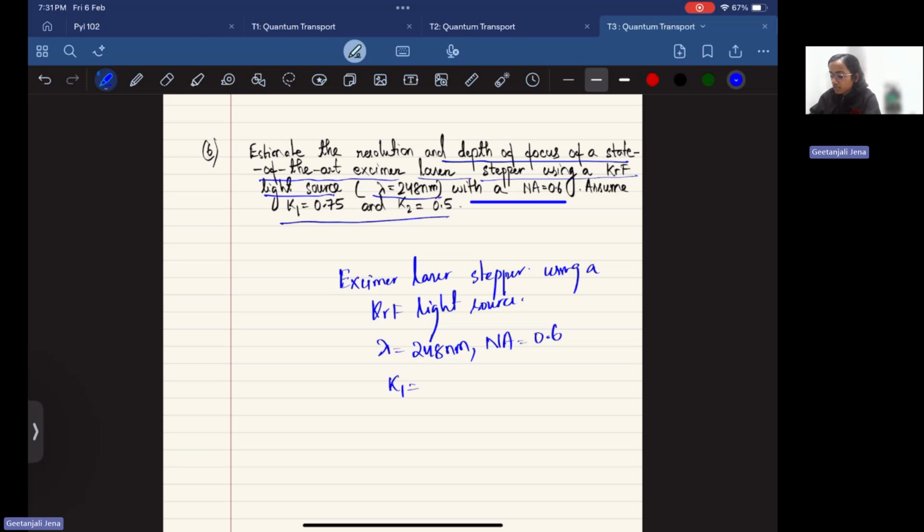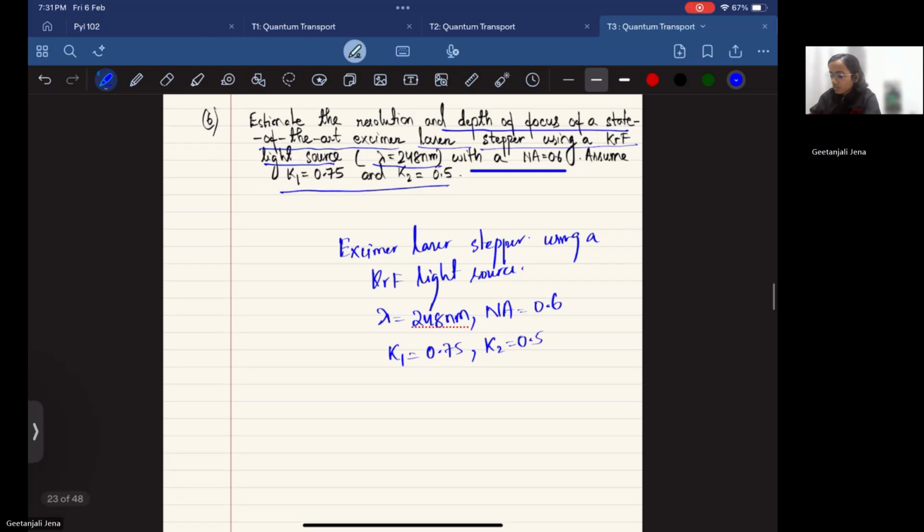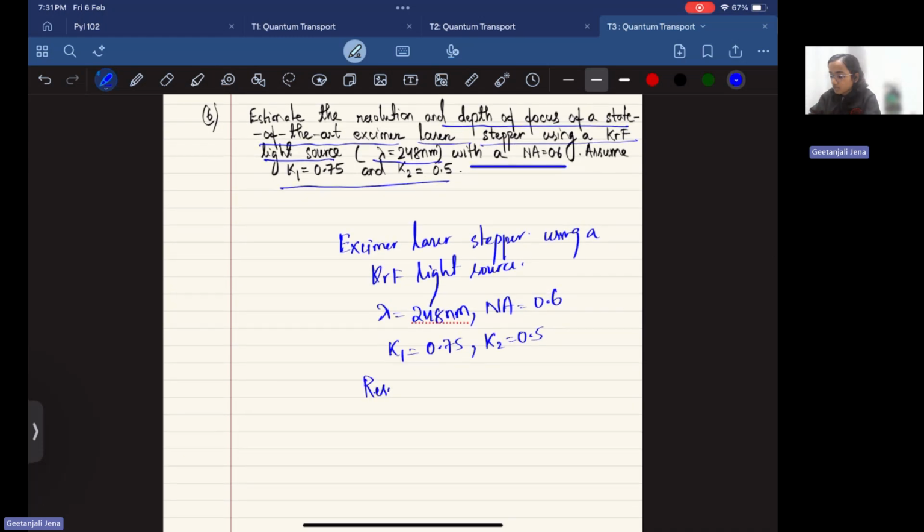Also, it's given K1 is 0.75, K2 is 0.5. Then what will be the resolution and the depth of focus? Try to calculate it first, then we'll go through the detailed solution.